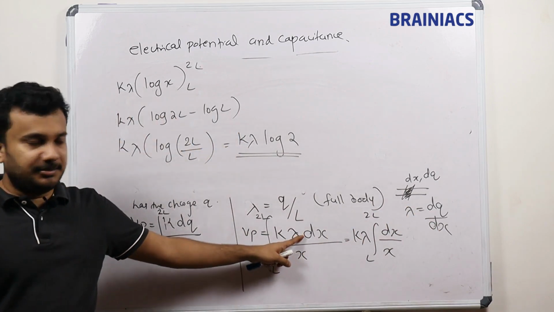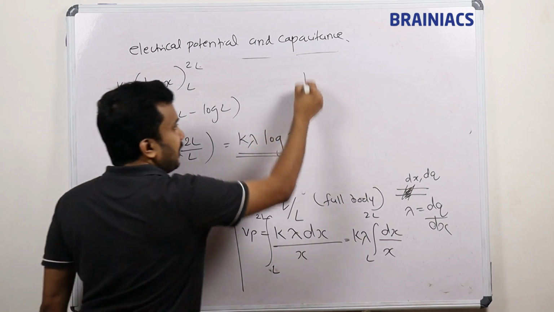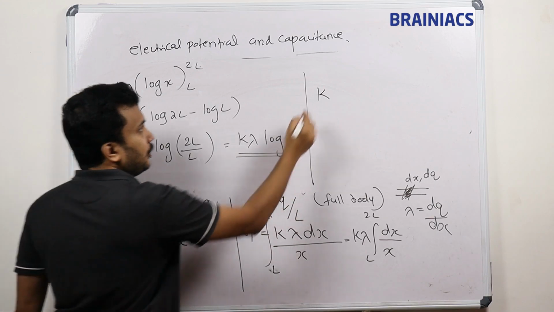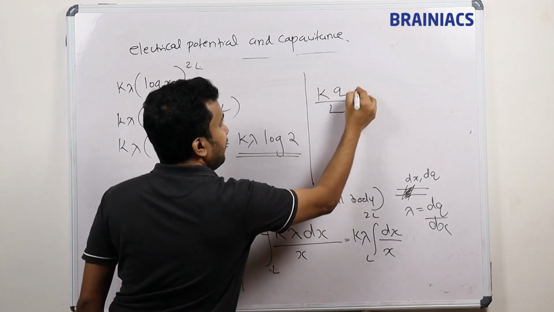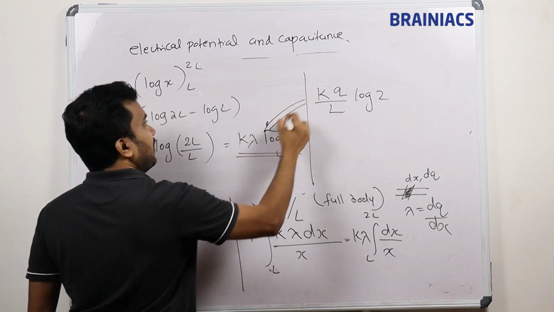We substitute here lambda into dx, so it is k lambda dx by x. This can also be written in another way. What is lambda for the whole system? Q by L. So k into Q by L into log 2. This is also correct, and both are the same.